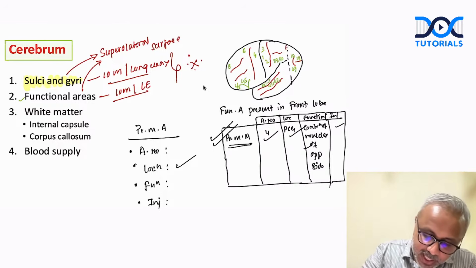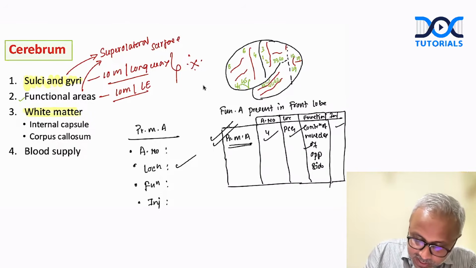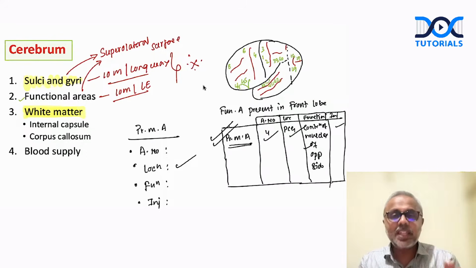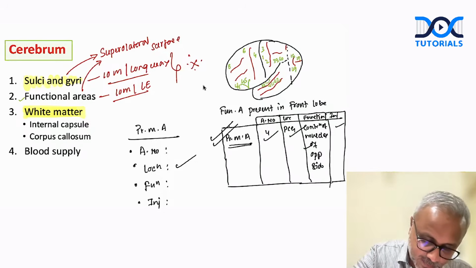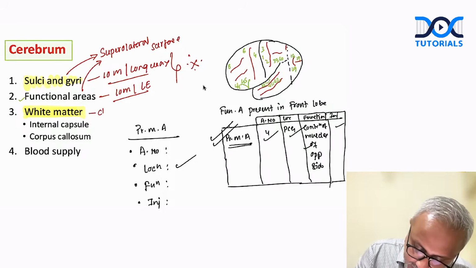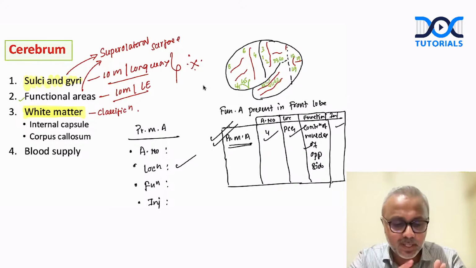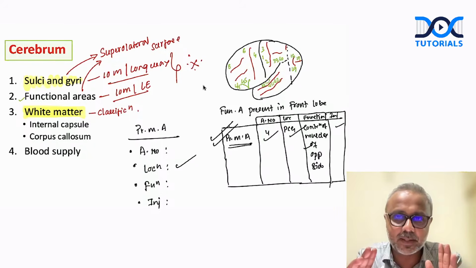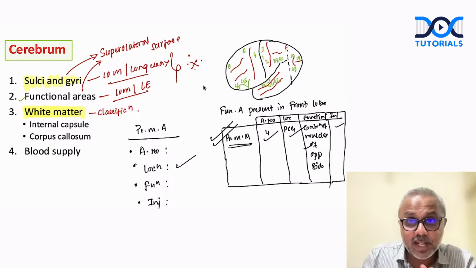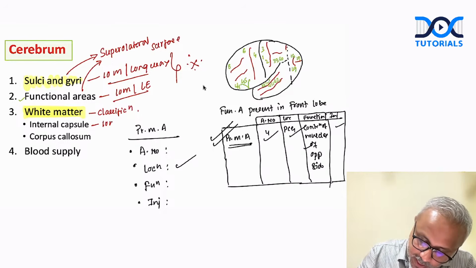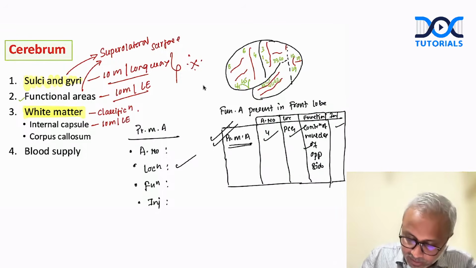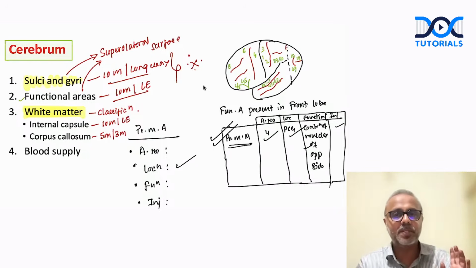Then the next important topic here is the white matter of the cerebral hemisphere. In the white matter, we must know the classification for sure. There are three types, right? Association fiber, commissural fiber, projection fiber. These three we must know. Okay, then in the white matter, please be prepared for a 10 marker or a long essay on internal capsule and a 5 marker or a 3 marker on the anatomy of corpus callosum.